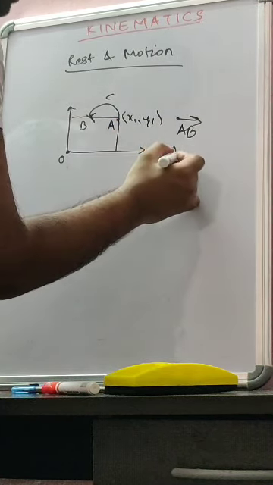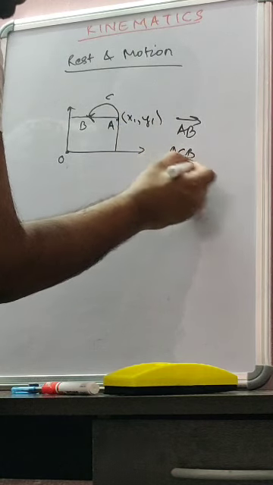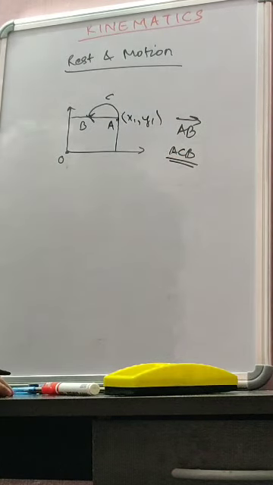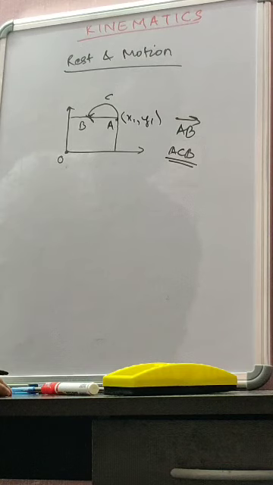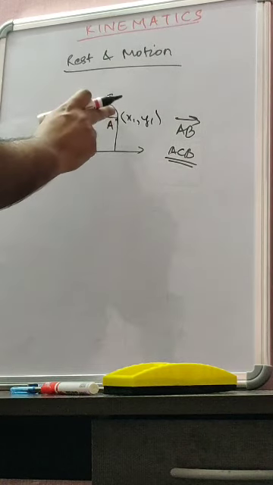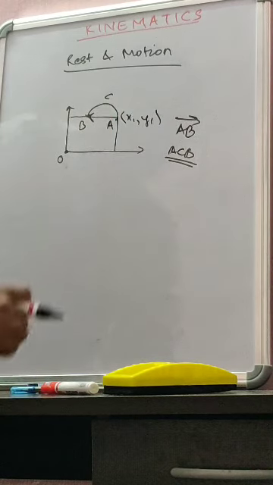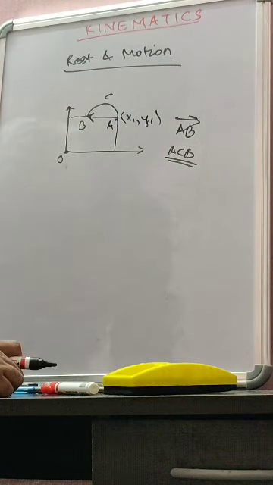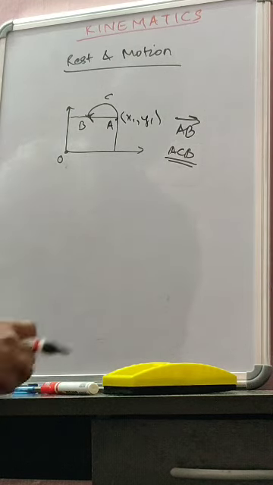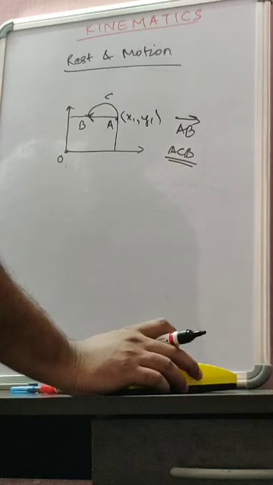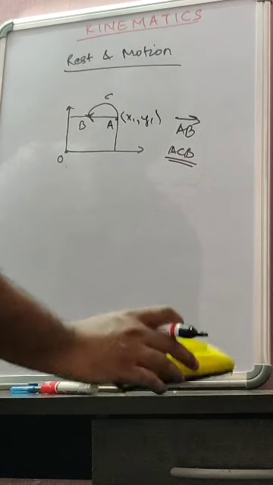This ACB, the path covered, will be the distance. So obviously the magnitude of ACB will be greater than the magnitude of AB. Here AB is a vector quantity, and ACB, the distance covered, is a scalar quantity. Now what is the speed and what is velocity?